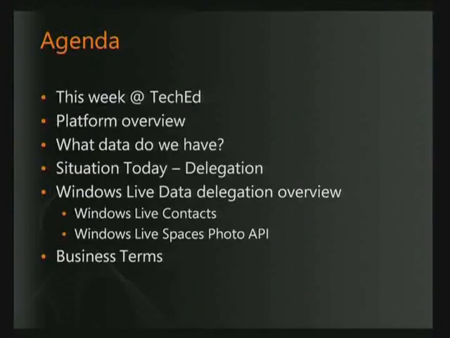We'll drill into the current situation today and how data is being used already on third-party websites, so non-Microsoft websites. But what's wrong with that? What's broken about that? And why do we need to use an authentication mechanism called delegated authentication? And then we'll drill into two pieces of data that we currently expose from the Windows Live data service, which is Windows Live contacts, so a unified address book, and Windows Live Spaces photos, so opening up all of the photos. And we'll just have a look at the business terms here as well.